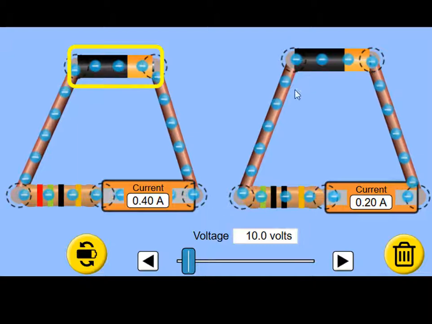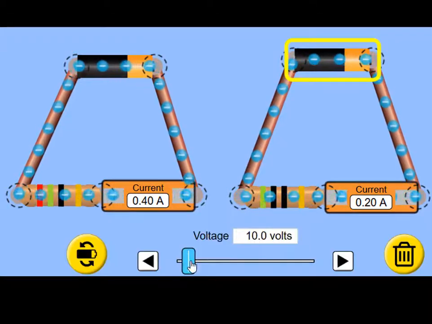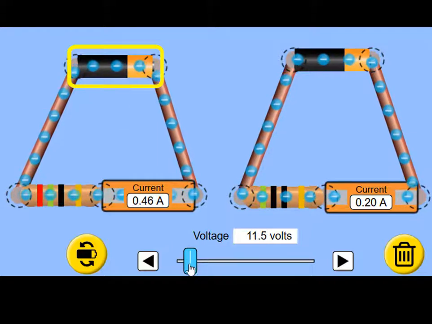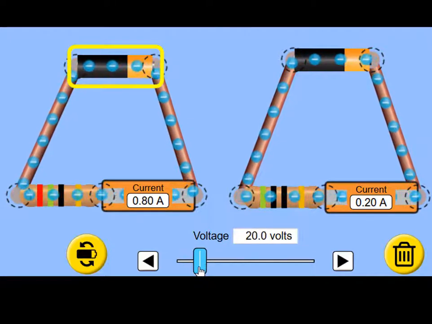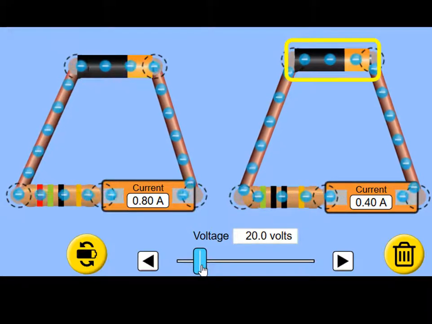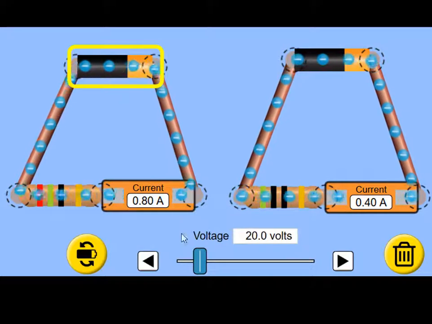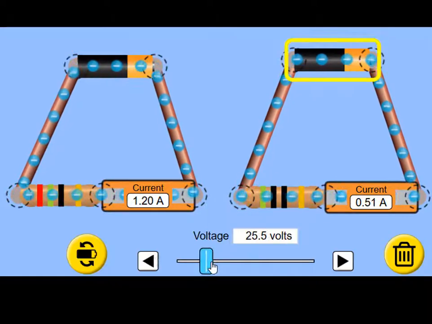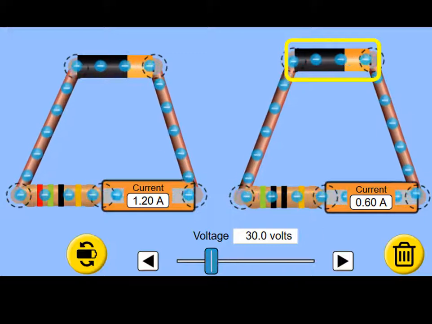First, 10 volts for each of the batteries. And we see 0,4 amps in the first circuit, 0,2 amps in the second. We changed to 20 volts in each circuit: 0,8 amps in the first, 0,4 amps in the second. We changed the voltage to 30 volts. First circuit, 1,2 amps. Second circuit, 0,6 amperes.